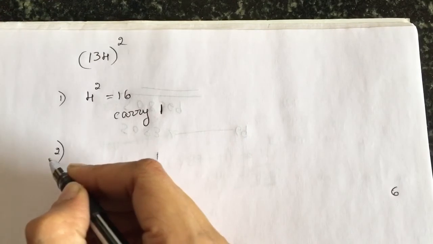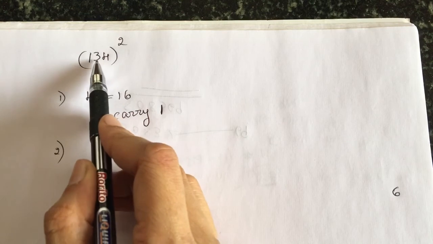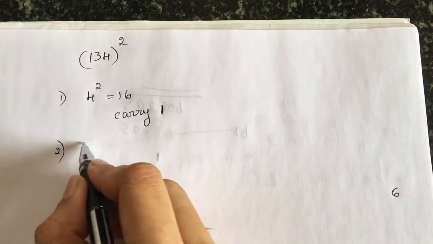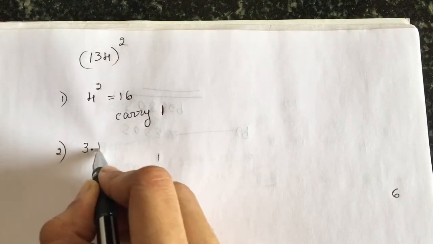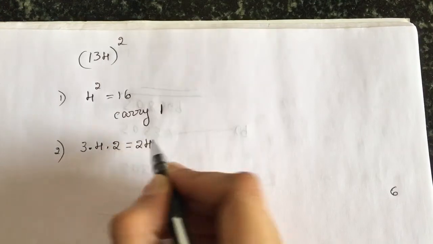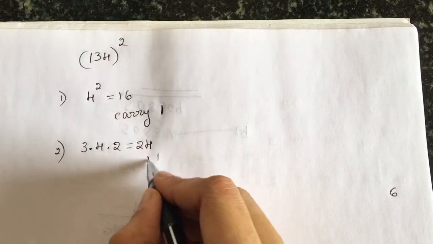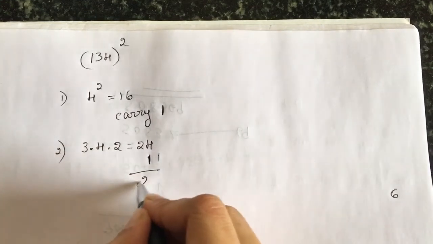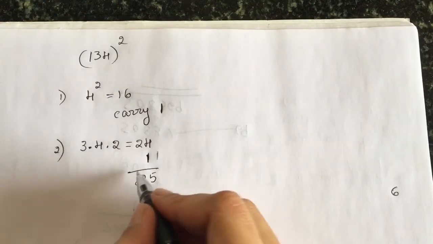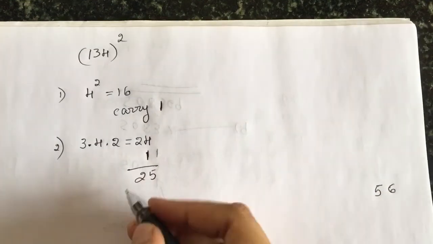Then in the second step, what you have to do is, you need to multiply the last two digits with this number, since it's a square. So 3 into 4 into 2, that is 24. Since you have taken 1 from the previous step, so plus 1, you are going to get 25. Then you take 5 over here, carry 2.